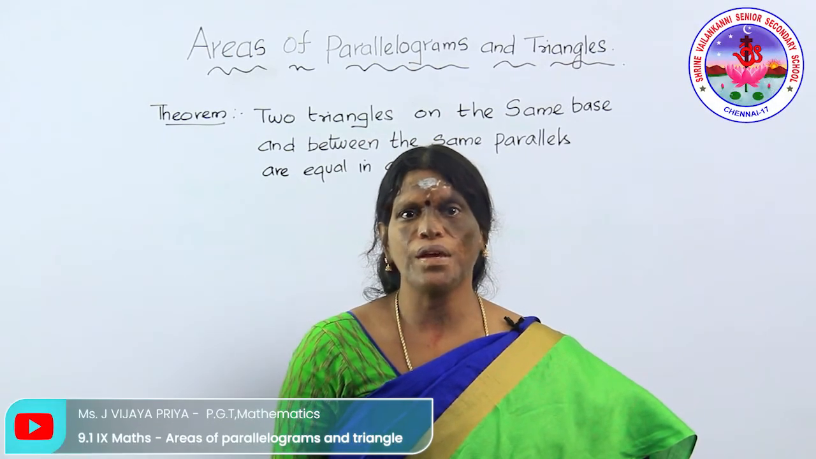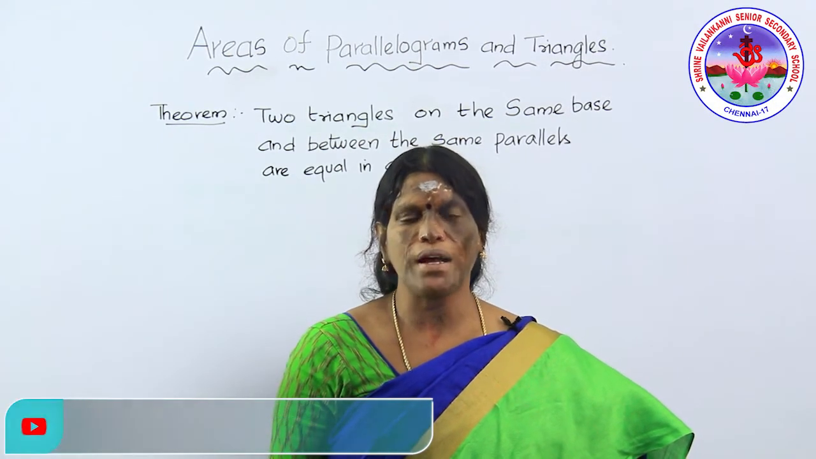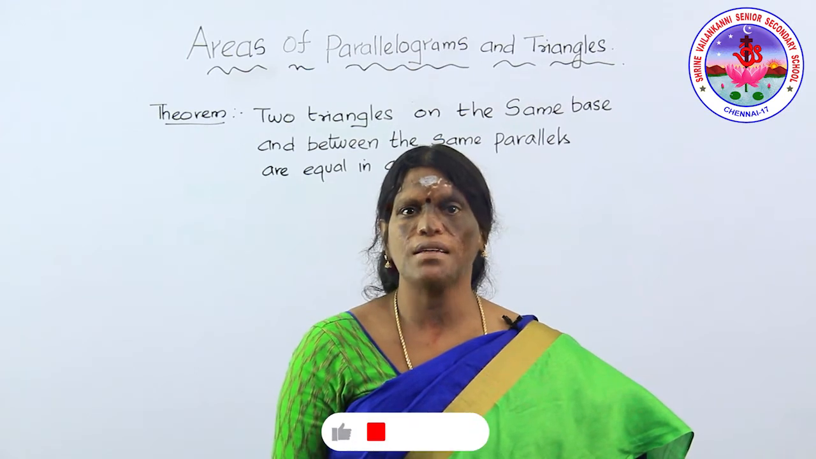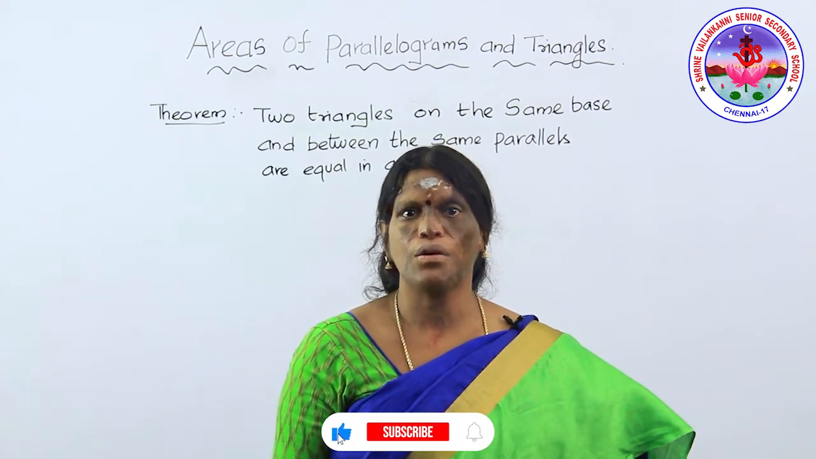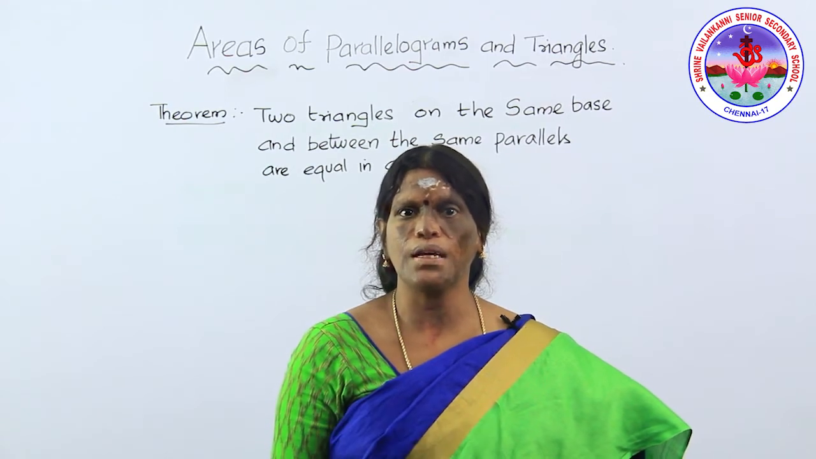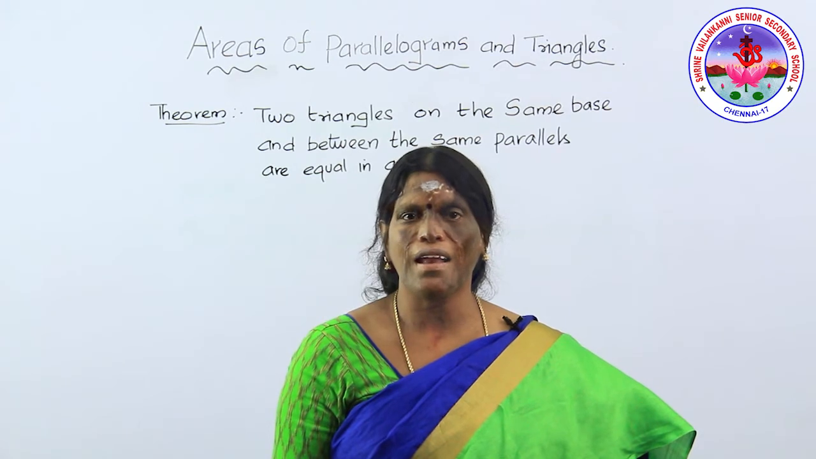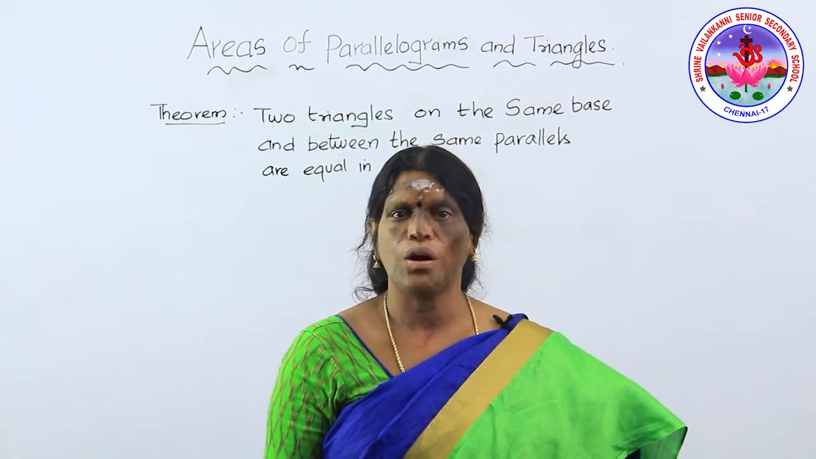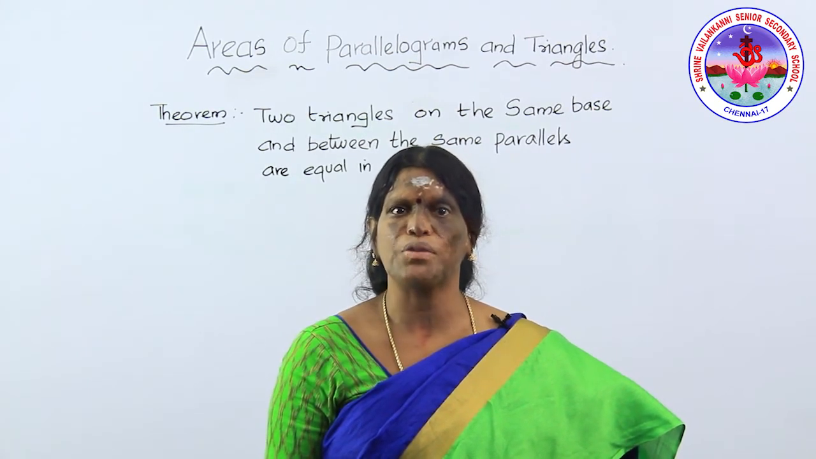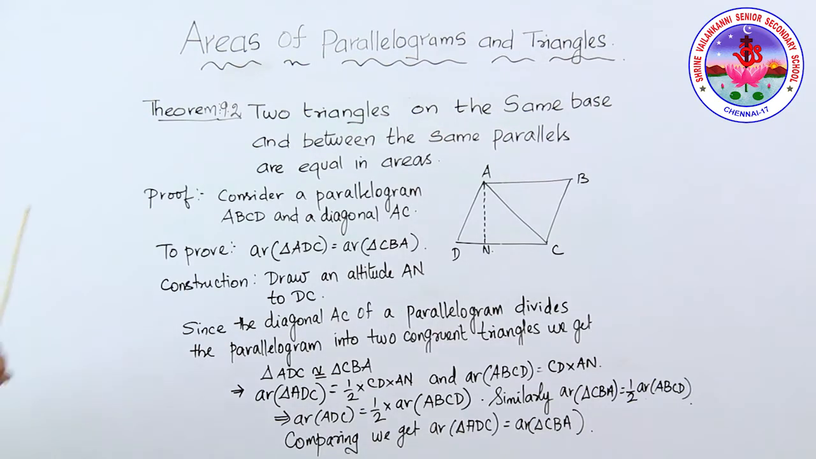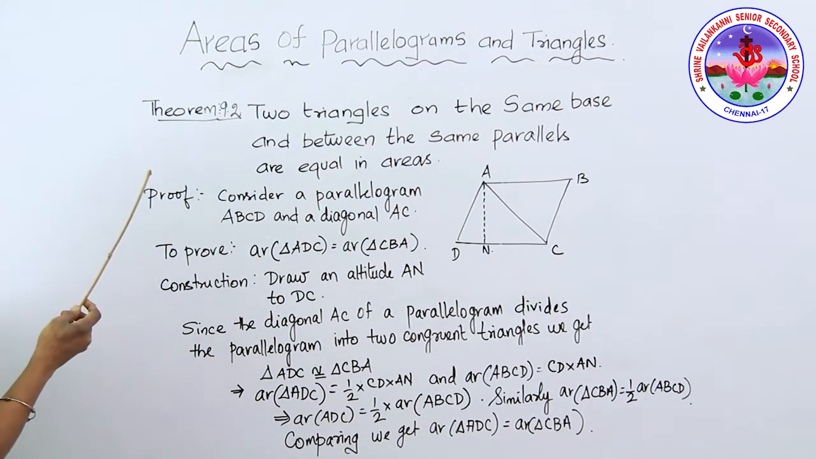Last class, we have seen the two parallelograms which are on the same base and between the same parallels whose areas are equal. So today we are going to see that two triangles which are on the same base and lie between the same parallels are equal in their areas, and the converse of it, and how we are using the theorems in solving problems.